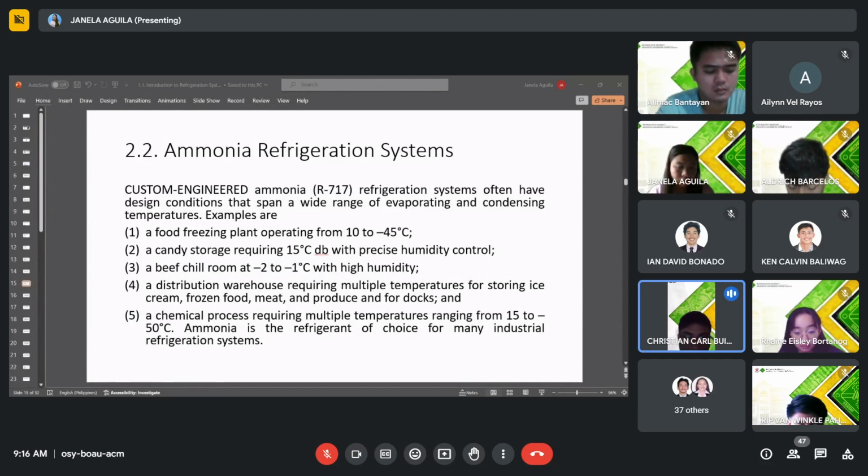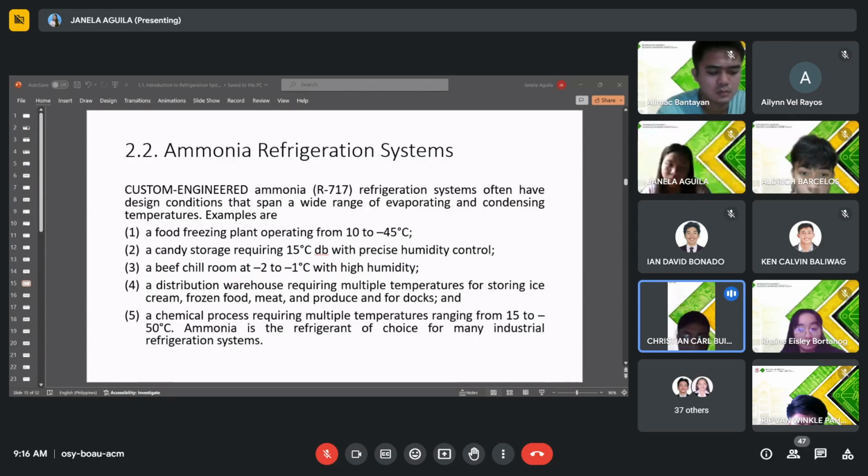Halimbawa po nito ay sa food freezing plant operating na may range po ng 10 to negative 45 degrees Celsius. Pangalawa po ay candy storage requiring 15 degrees Celsius with precise humidity control. Pangatlo po ay a beef chill room at negative 2 to negative 1 degrees Celsius with high humidity. Pang-apat po ay a distribution warehouse requiring multiple temperatures for storing ice cream, frozen food, meat, and produce end products. And lastly, a chemical process requiring multiple temperatures ranging from 15 to negative 50 degrees Celsius.